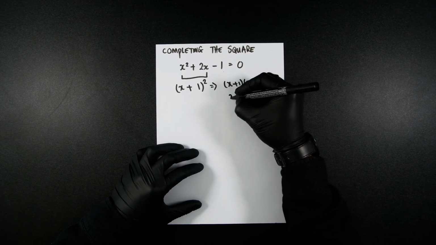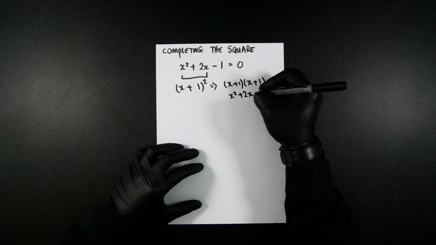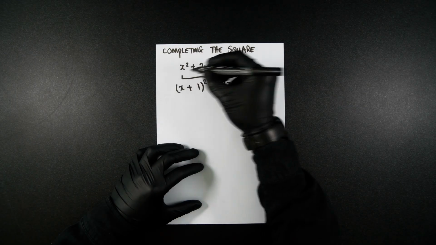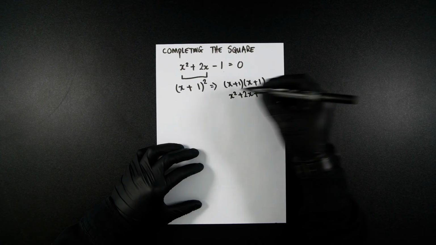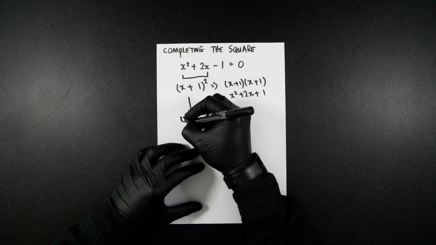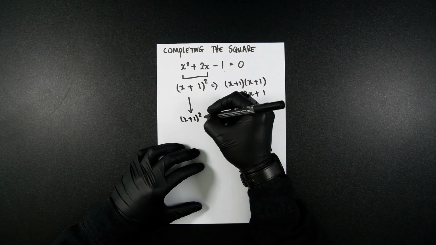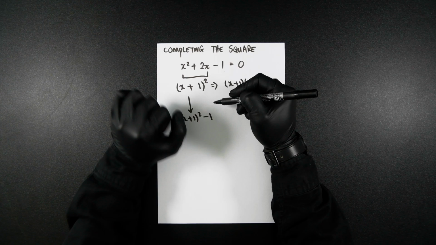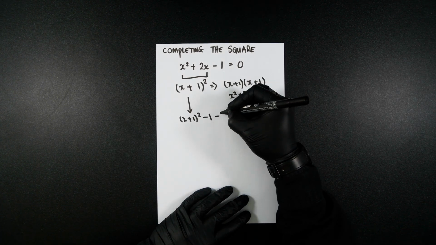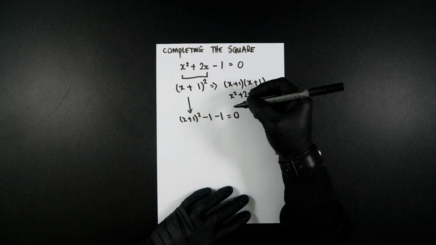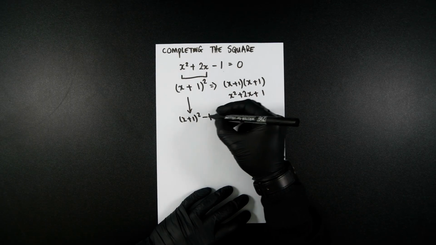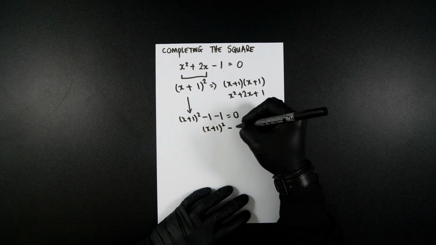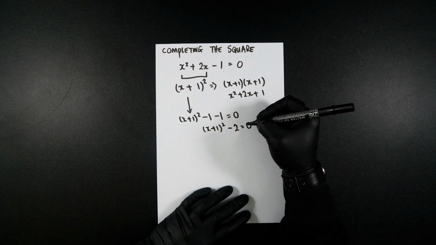And if we expand that, you're going to get x squared plus 2x plus 1. So this is exactly the same as this, but we have an additional 1. So if we write x plus 1 all squared minus 1, this is exactly the same as this. And then remember, we have a minus 1 here. So now, let's sort this out. So obviously minus 1 is minus 2. So you're going to have x plus 1 all squared minus 2 equals 0.